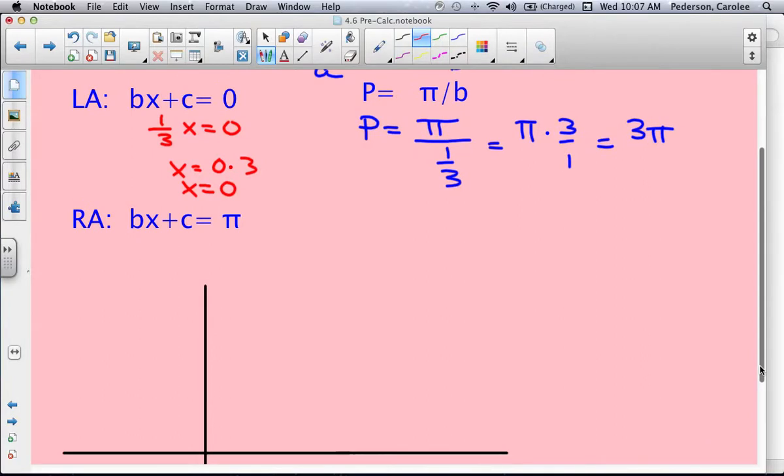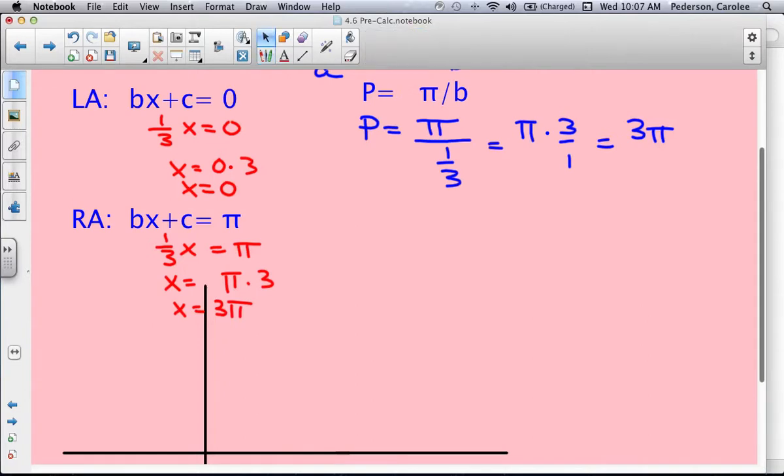Then let's do the right asymptote. So 1/3 x equals pi. Solve that one for x. Multiply by 3. 3 pi. There's your next asymptote.